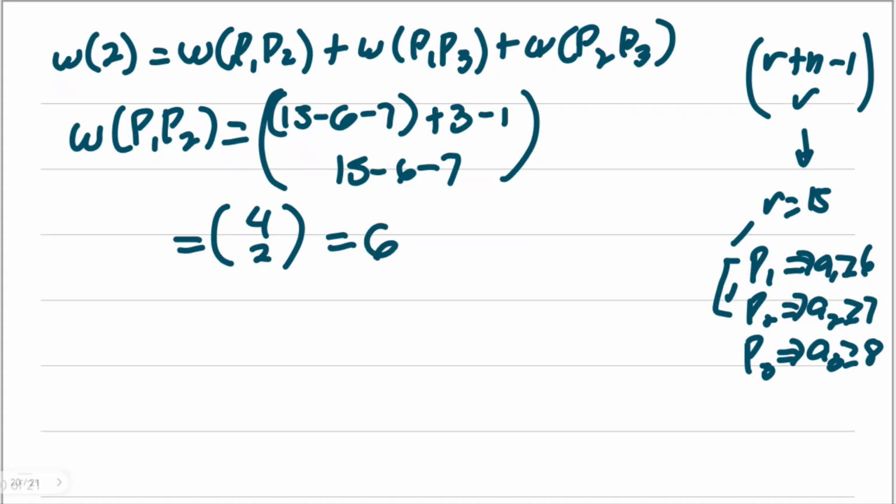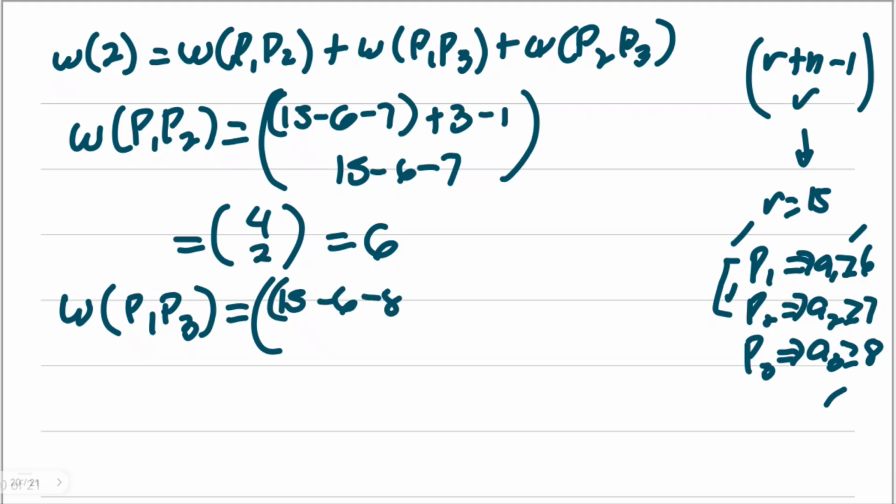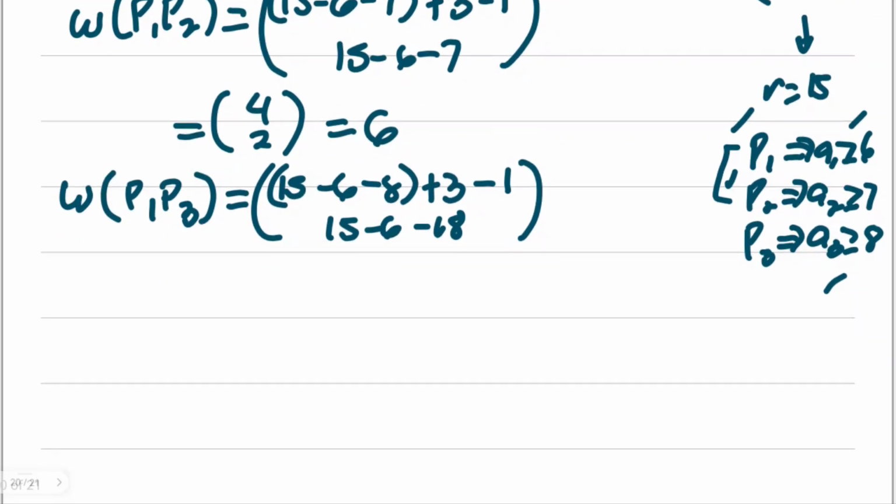Okay? Now for the p sub 2, let's start with p sub 1 and p sub 3. So p sub 1 is this, 6 and 8. So 15 minus 6 minus 8 plus 3 minus 1. So combination 15 minus 6 minus 8. Okay? So you'll have here actually just 1 plus 3. So that's actually 3 combination 1, which gives us a result that's very easy as well. We have equal to 3.